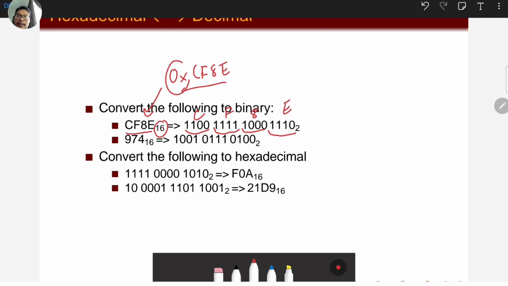So this is CF8E, and then what about 974 base 16? This is 4, this is 7, and this is 9. Next, convert the following binary to hexadecimal. Given the binary, this is A, this is 0, this is F, this is 9, this is D, this is 1, and this is 2. I'm going to extend here, 0010 is a 2, so this is the answer, 21D9.